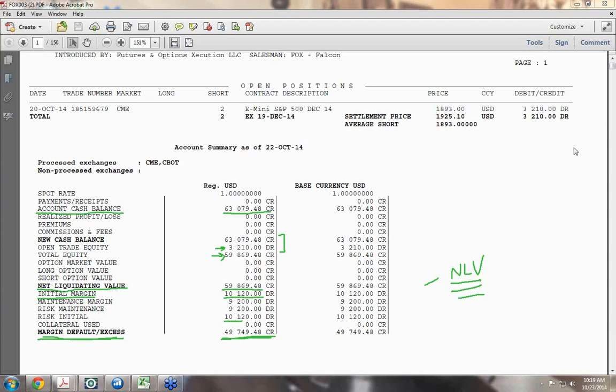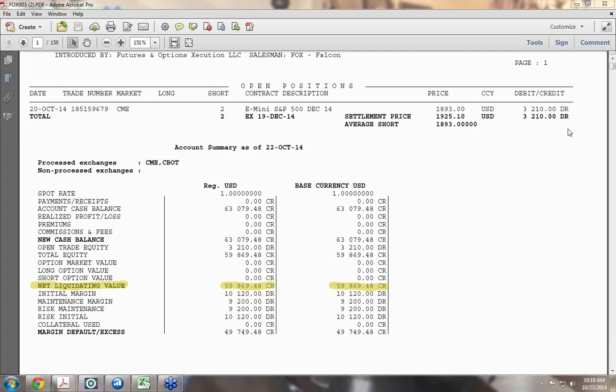So in summary, when you're looking at these and you're trying to find the value of your account, please make a note that you're going to want to be looking at the net liquidating value. This is the figure that's going to give you the most accurate representation of what the account is worth based on the open positions in the account. This number is going to be the same as the cash balance when the account is flat. Okay, when the account's flat, the cash is the cash. But when you have an open position, the net liquidating value is what you want to look at.